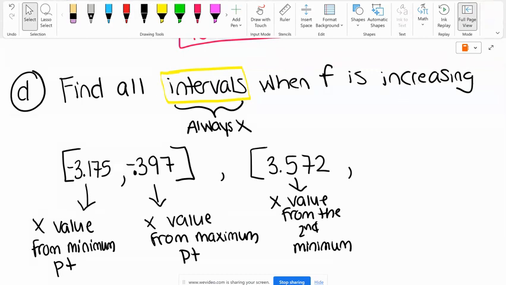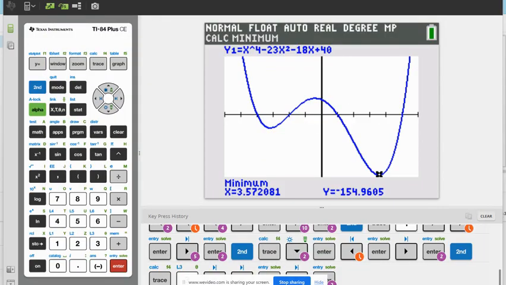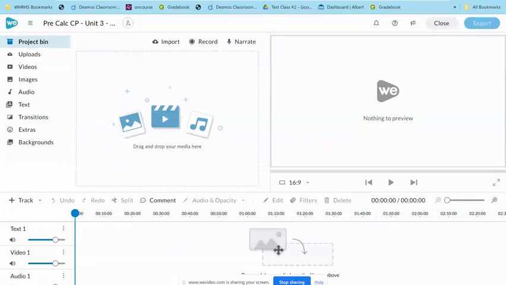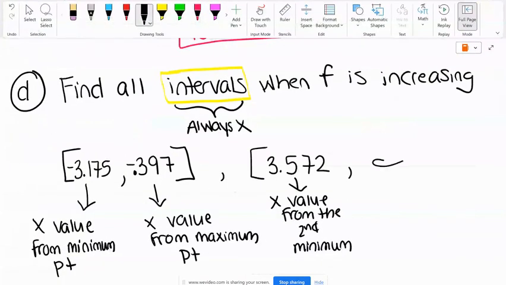And now back to our graph. Does it stop increasing after that? No, it doesn't stop. It just keeps increasing forever after that. So what do we put? Infinity. And could I ever do a square bracket for infinity? No, it's always a parenthesis for infinity. Never a square bracket for infinity.